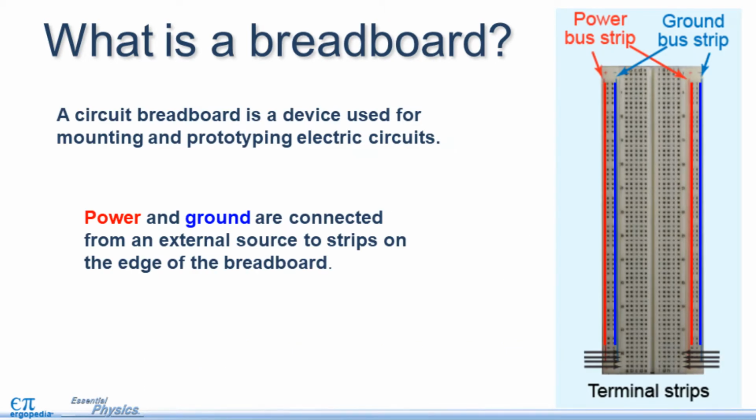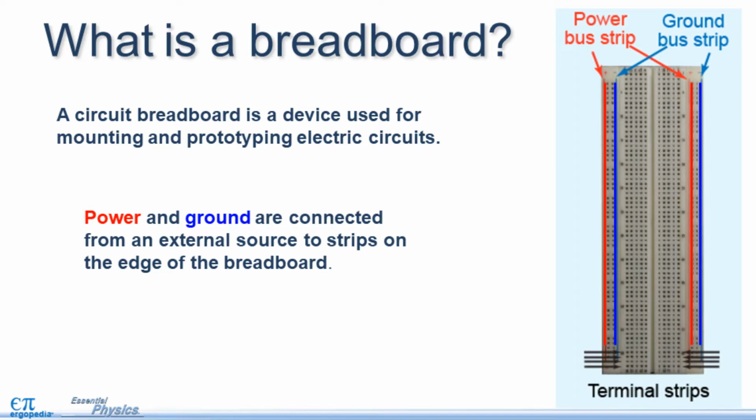So what is a breadboard? A circuit breadboard is a device used for mounting and prototyping electric circuits. Power and ground are connected from an external source to the strips on the edge of the breadboard. So here you can see the red are all connected together. That's the power bus strip. The blue line, which goes straight down both sides, is called the ground bus strip.